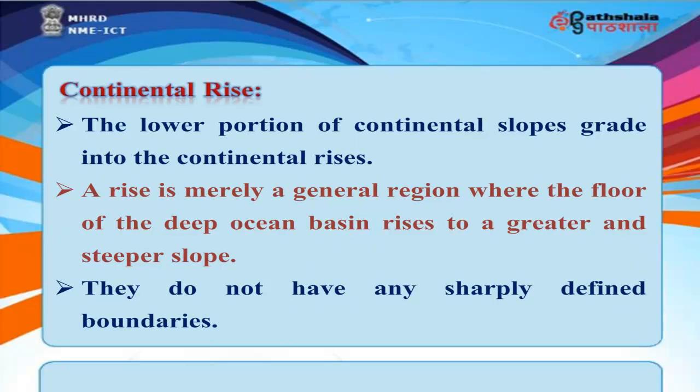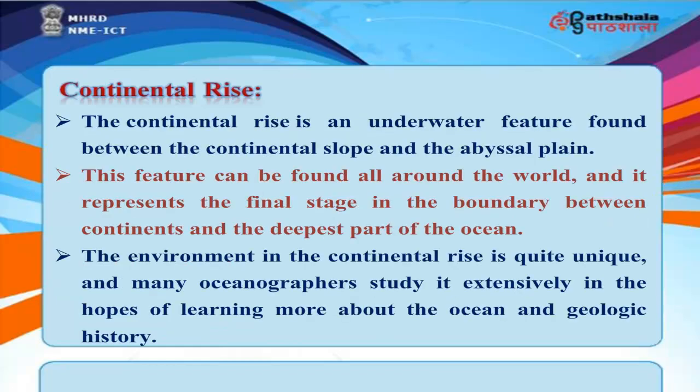Continental Rise. The lower portion of the continental slopes grade into the continental rises. A rise is merely a general region where the floor of the deep ocean basin rises to a greater and steeper slope. They do not have any sharply defined boundaries. The continental rise is an underwater feature found between the continental slope and the abyssal plain. This feature can be found all around the world, and it represents the final stage in the boundary between continents and the deepest part of the ocean.